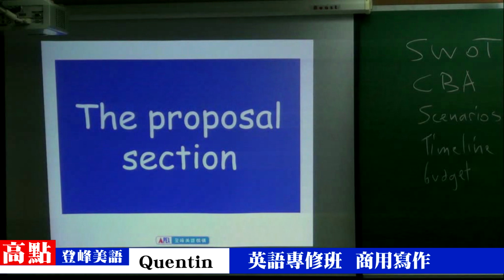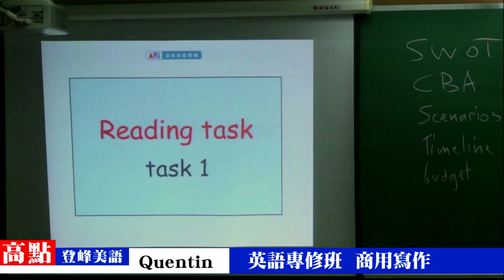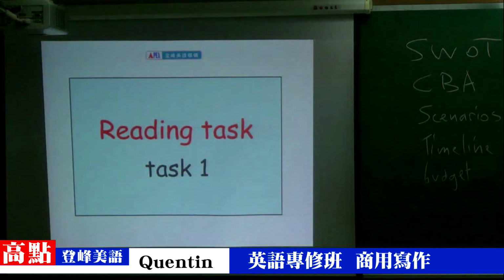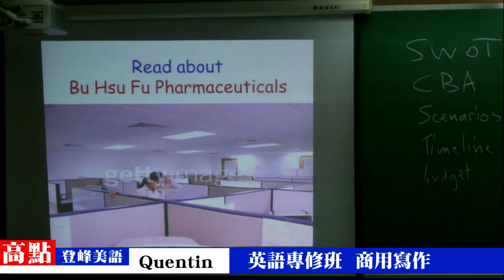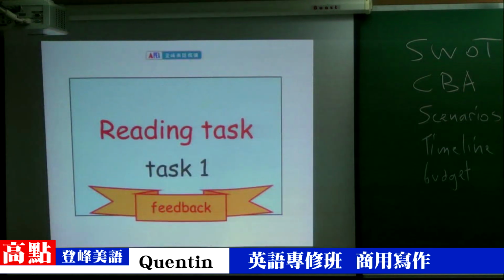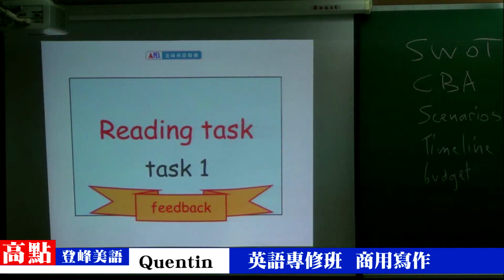The proposal section we're going to focus on today, and we're going to look at the important grammar that you need for this section of your document. And we're going to begin with a case study. We're going to begin by doing some reading. Okay, so please look in your handouts at task 1. And you will see some information about this company called 不舒服 Pharmaceutical. A pharmaceutical company, do you know what that means? That means a company which makes drugs or medicine. Okay, so please read task 1 just to understand the background.